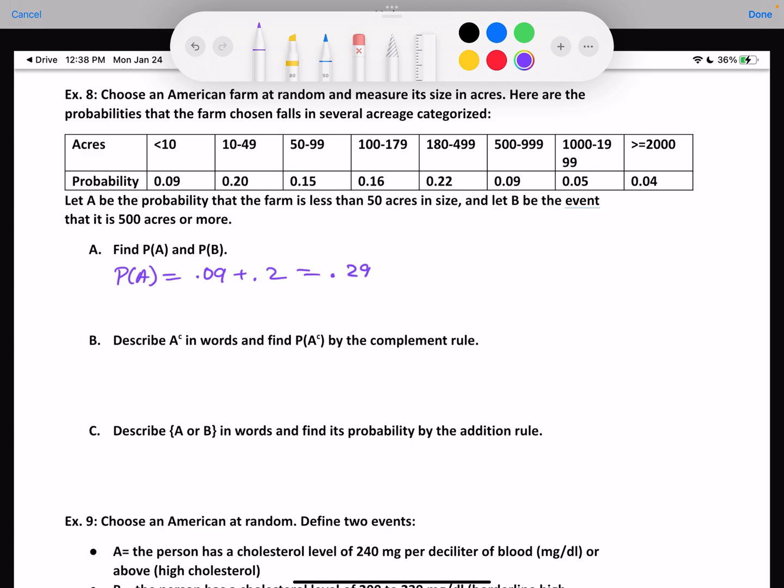Oh my goodness. I said 0.92. What is my issue? All right, so then the probability of B is that it is 500 acres or more. So you have to add a lot. Oh no. Or can you do the 1 minus? I mean, you could, but you'd be doing more work that way. So 500 or more are these three here. Oh, never mind, I get it. So 0.09 plus 0.05 plus 0.04, which is 0.18.